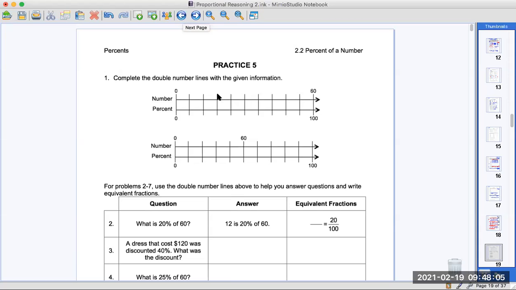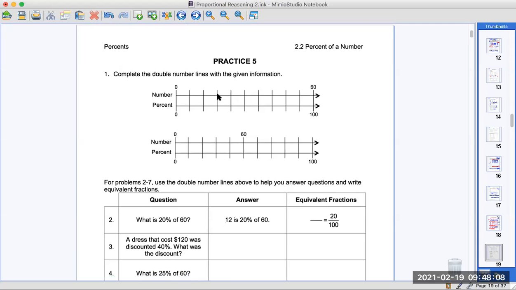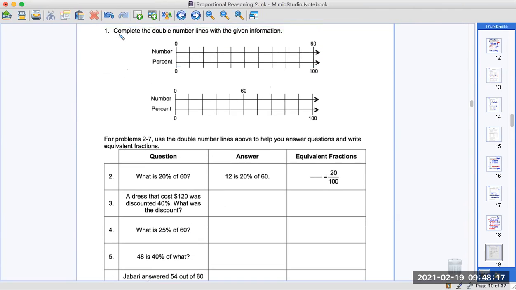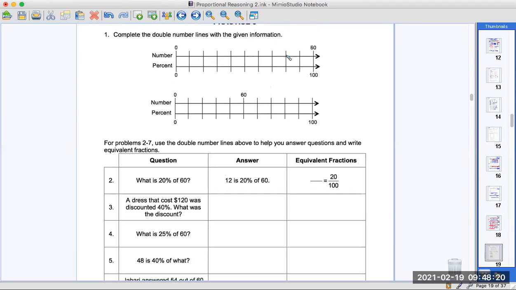Practice 5 always looks like homework when it says practice, right? Yep, it's homework. And you got to fill in these. You got to fill the numbers in here. Remember, this is percent. So 100%, we have the number 60. So you have to fill in, go up by 6, etc. And here you go up by 10, etc. Okay, 60, that would make this 120.